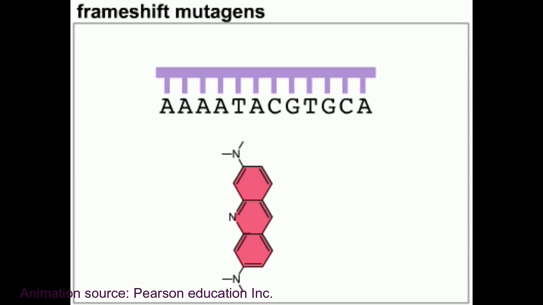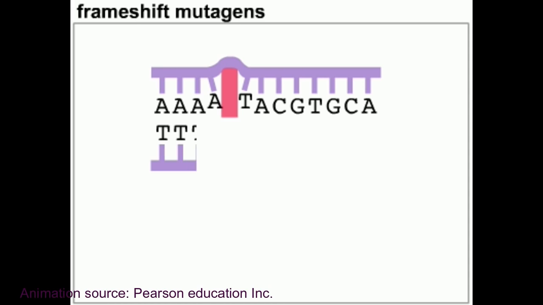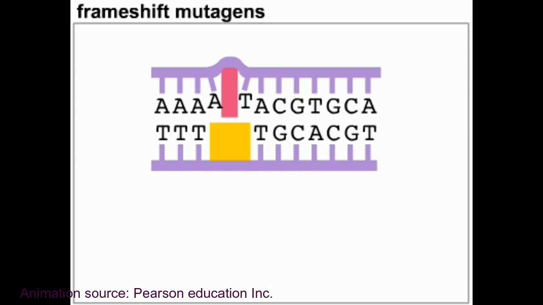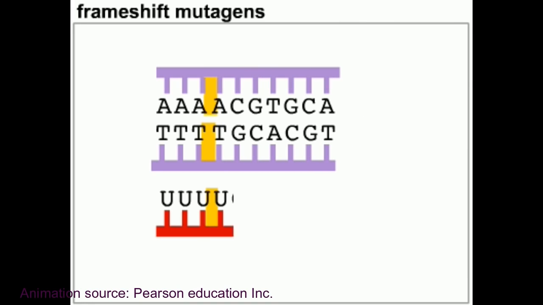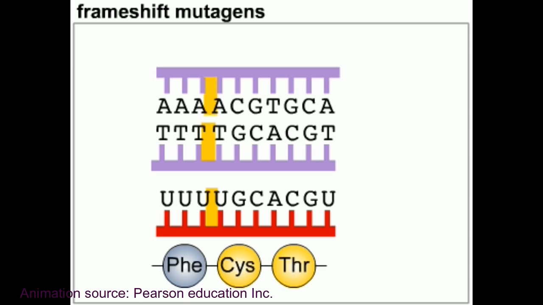These chemicals are the right size and have the right chemical properties to slip between the stacked base pairs of the DNA, producing a bulge in the molecule. During DNA replication, this bulge can lead to the insertion or deletion of one or more bases in the newly synthesized DNA.